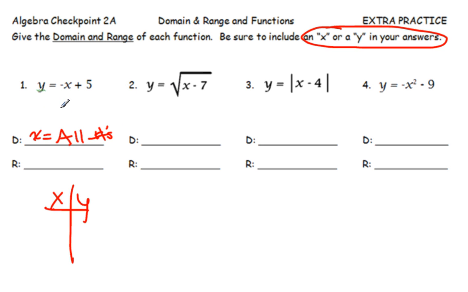If you prefer to use the inequalities, you could do something like this. You could just say x is greater than negative infinity and less than infinity. That covers all numbers. But this is probably the easiest one right here.